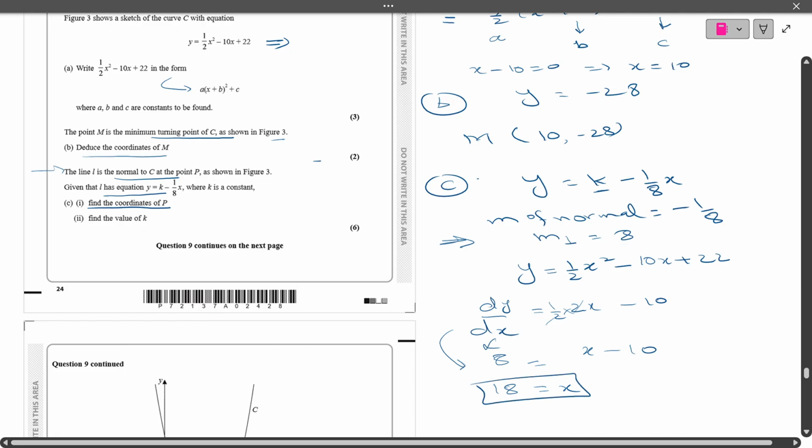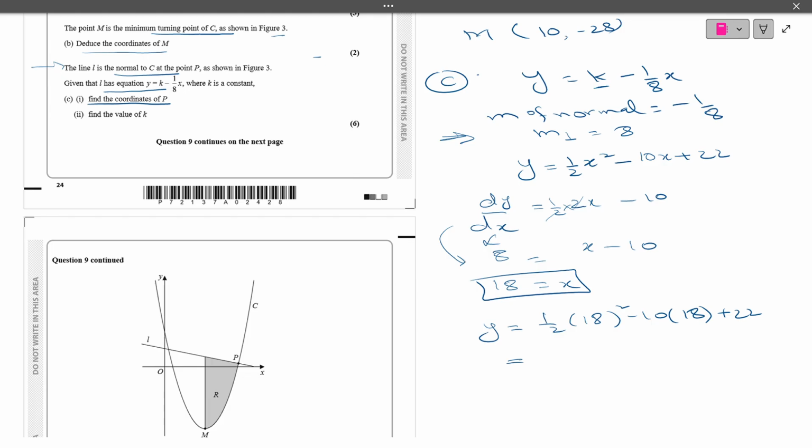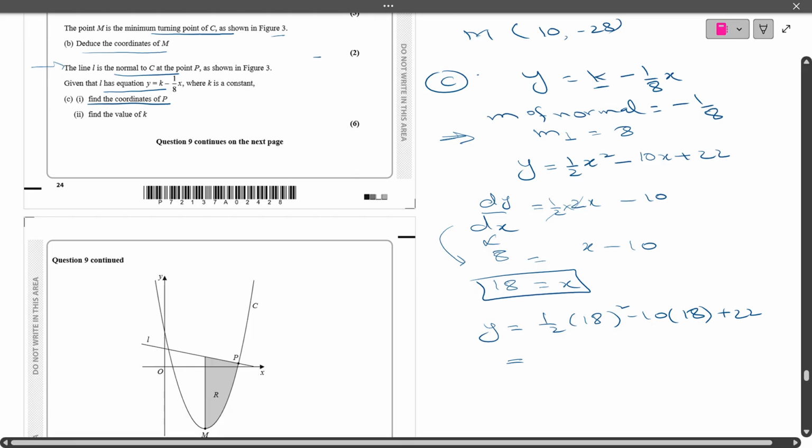Okay, if x is 18, I can substitute back the value of x in the equation of a curve. So let's use a calculator. 18 squared is 324, divided by 2 is 162. Negative 180 plus 22. Negative 180 plus 22 is 4. So y is 4 here. So the coordinate of P is 18 and 4.